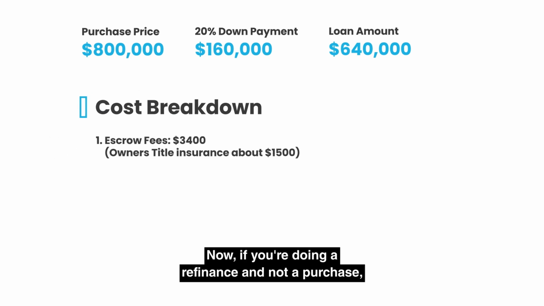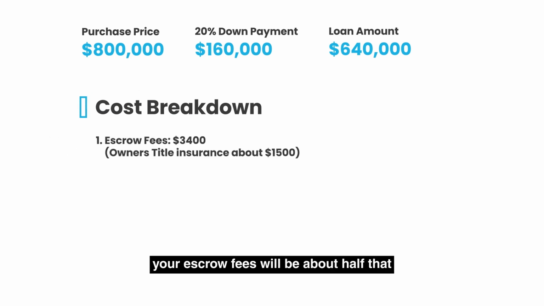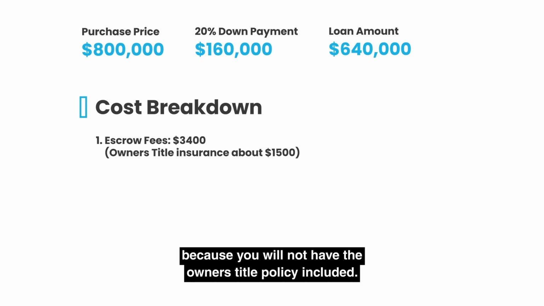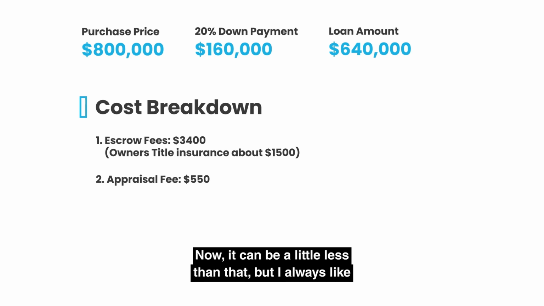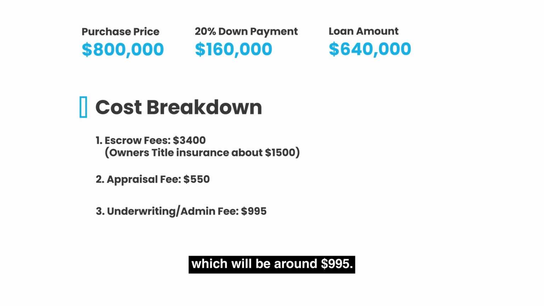Now, if you're doing a refinance and not a purchase, your escrow fees will be about half that because you will not have the owner's title policy included. But if we are going off of this scenario, your escrow fees will be about $3,400. The second fee will be the appraisal fee, which will be about $550. Now, it can be a little less than that, but I always like to overestimate to give you a realistic number. The third fee is the underwriting and admin fee, which will be around $995.